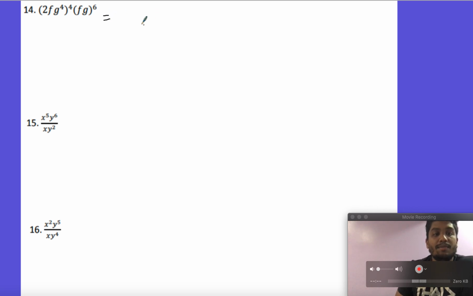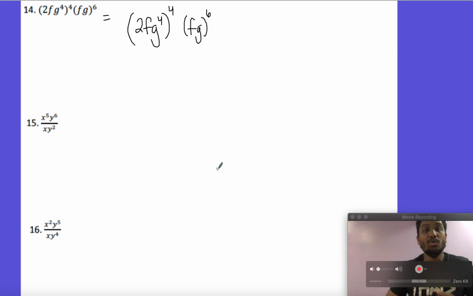All right, so this is going to be now 2fg to the fourth, all of this raised to the fourth power, times now fg to the sixth. Okay, this is a very similar example as the last time. I'm going to do it without putting the ones, so you can also see that aspect. So this is 2 to the fourth. Okay, maybe I'll write it here. This is going to be 2 to the fourth.